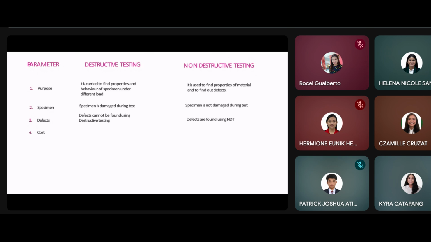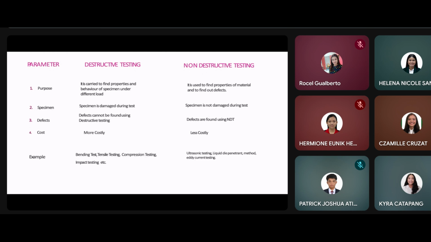And the cost involvement for these two types of testing: since it is destroying the material, it is obvious that destructive testing is more costly, and the equipment for the testing requires a high initial investment as well. But in the case of non-destructive testing, the cost is comparatively less because we can reuse the test specimen.